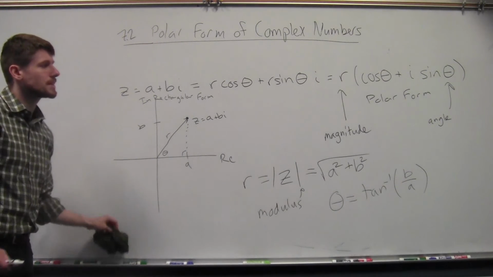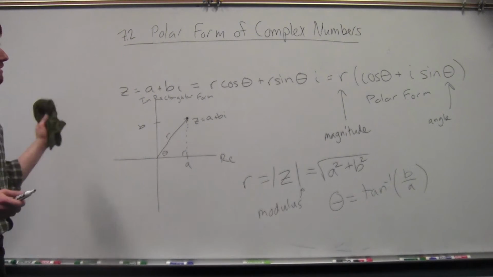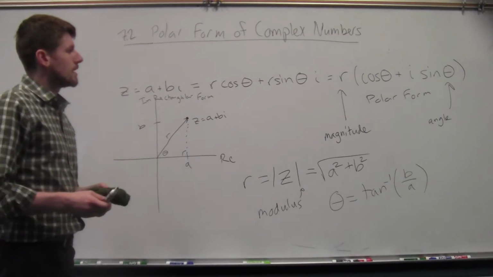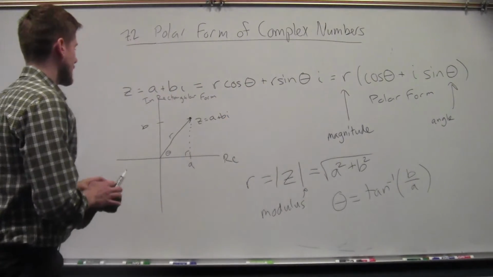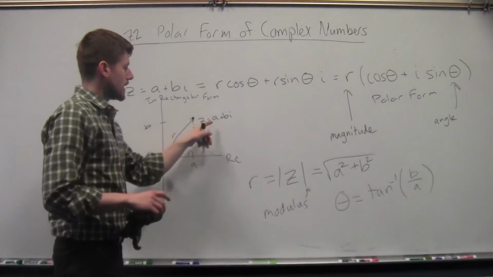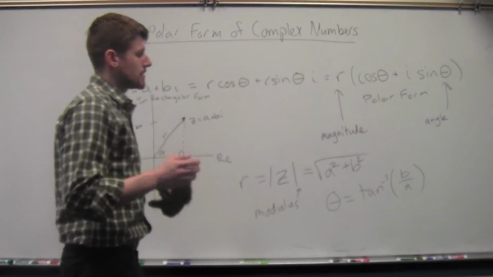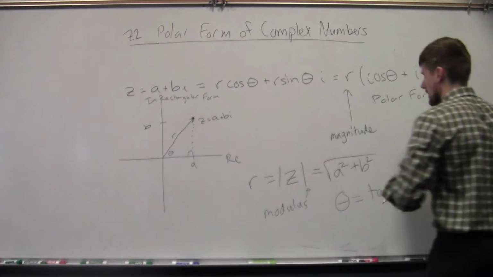So let's do a couple examples of converting a number from rectangular form to polar form. We're going to take a complex number. We're just going to put a and b in, put different numbers in, and find r and theta.